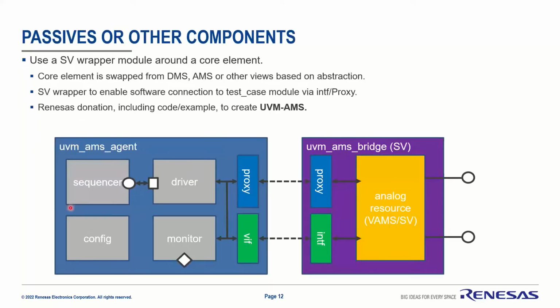So other components can be built using this same methodology. What I'm showing here is sort of a slide that's part of UVM-AMS. So what the standard is looking at doing is having some sort of bridge that's a SystemVerilog wrapper that instantiates your proxy, an interface that speaks to an agent, and you've got an analog resource that you can then switch between different abstractions, where here I've got a VERILOG-AMS one and a SystemVerilog one.